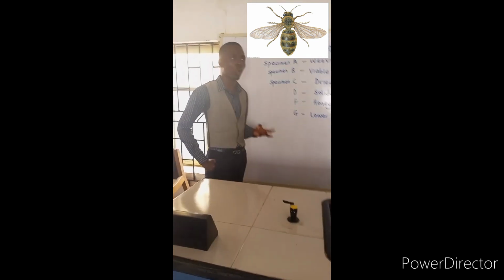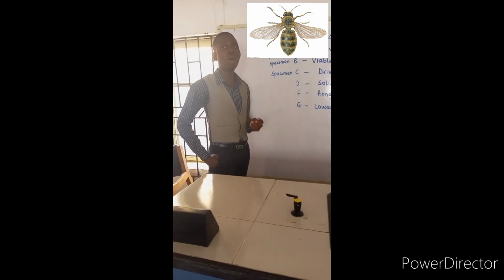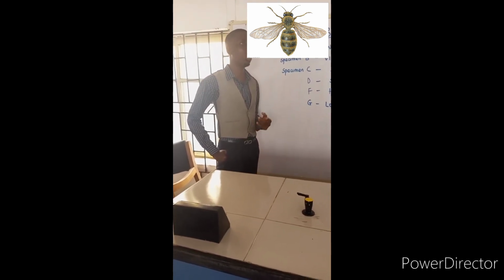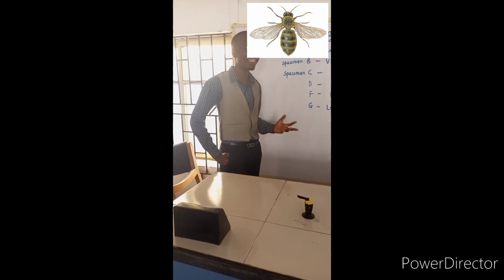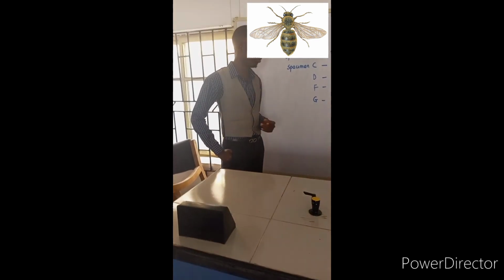We have 3 castes. We have the drone, we have the queen, and we have the workers. Now, when they are talking about the drone, it is actually the king. The queen is actually the female fertile insect, while the workers, they are sterile.